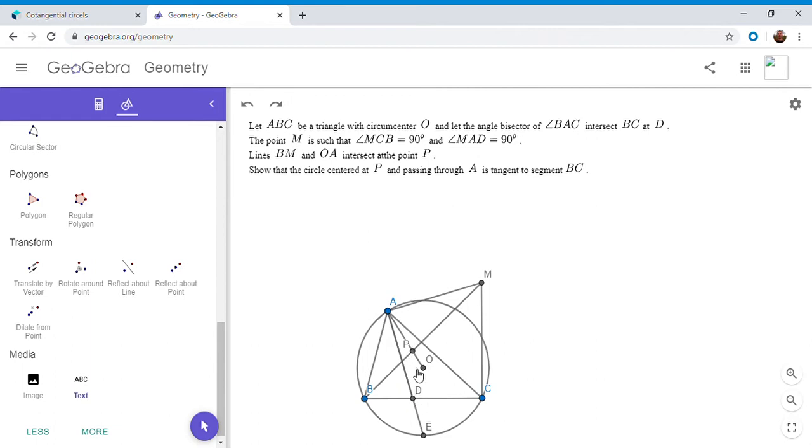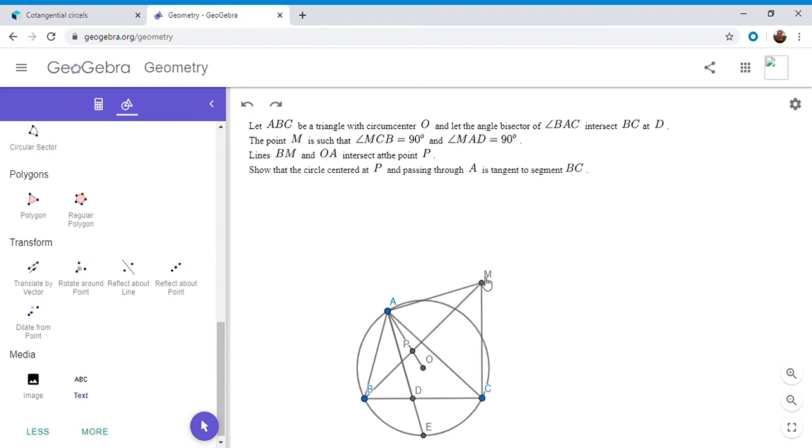So really we want to show that PD is perpendicular to BC. That's the whole goal of this problem. How do we show that PD is perpendicular to BC? If PD were perpendicular to BC, it would be parallel to MC. Then we'd have the ratio BD over DC equal to BP over PM. So we want to show that those ratios are the same. But by the angle bisector theorem, BD over DC is AB over AC. So we want to show that AB over AC is BP over PM.